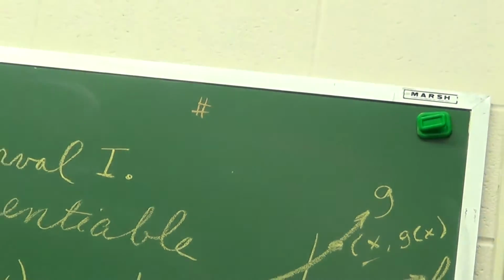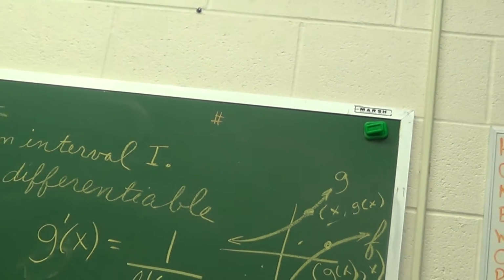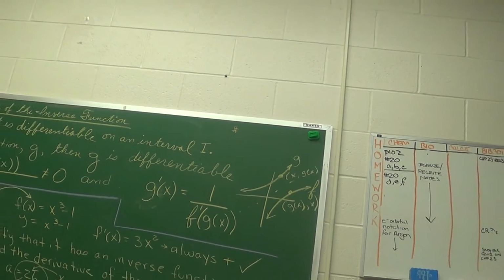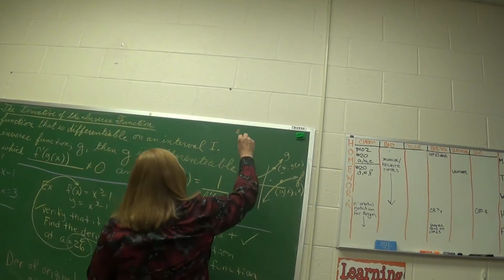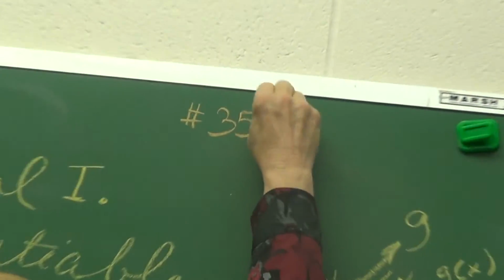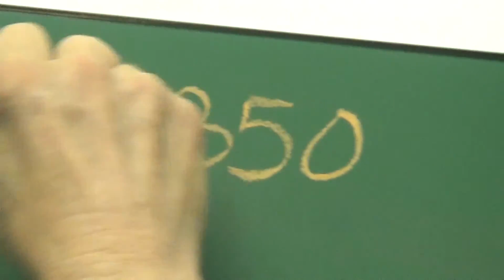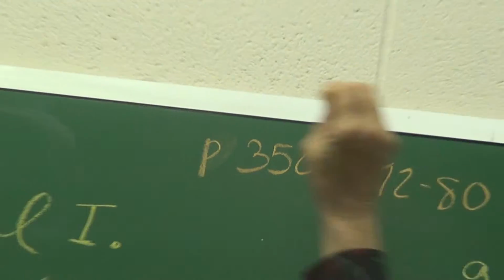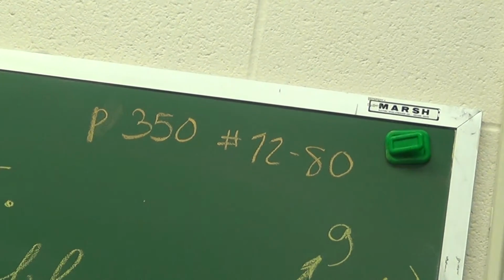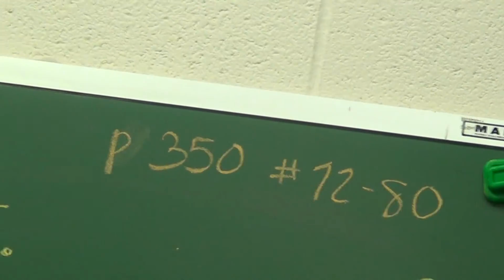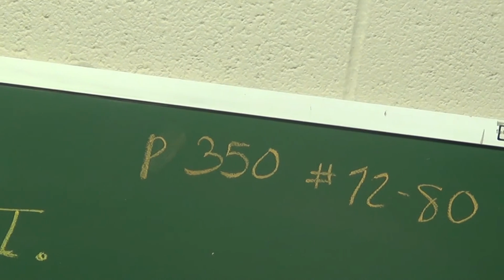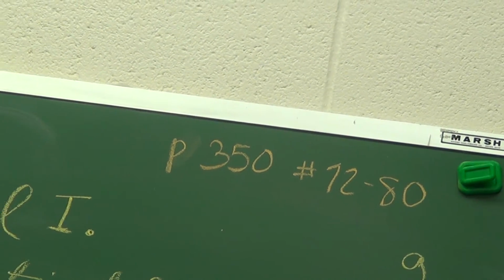71, I think we did that one. Right? So it's page 350, numbers 72 to 80, all of them. I think we did 71 as an example. All right. I definitely want you to get some of these under your belt before you leave, just to make sure you're getting this value right here.